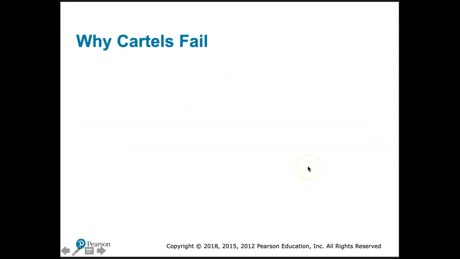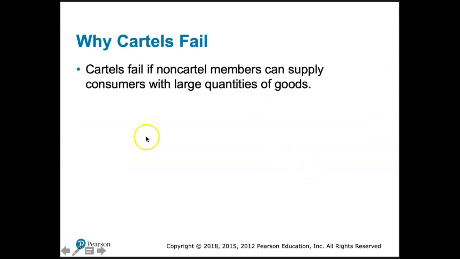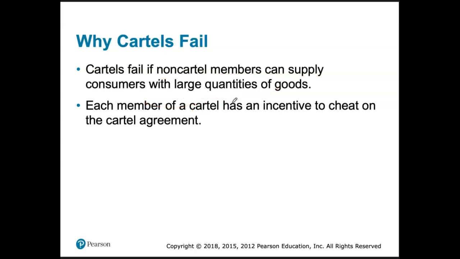So why do cartels fail? Cartels fail if non-cartel members can supply consumers with large quantities of goods, because then consumers will buy the good from a non-cartel member, and there's no point in the cartel colluding and setting prices really high. Another reason why cartels fail is that each member of a cartel has an incentive to cheat on the cartel agreement. As one is increasing price, the other has an incentive to reduce price and sell more.